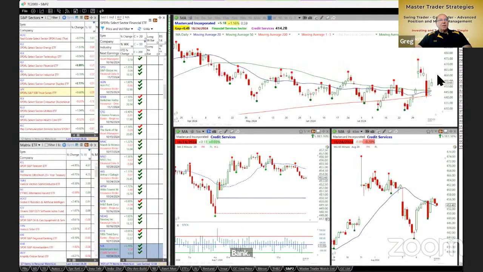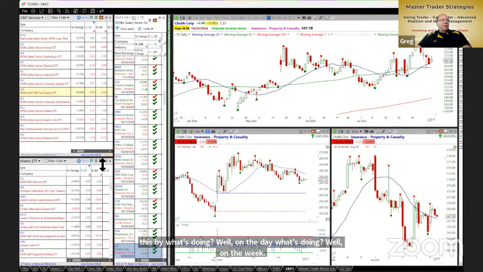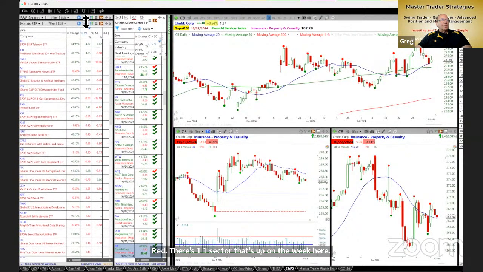So this was a stronger sector. I know I'm going through these fast, but you get the idea of what we're looking for, and so we can sort this by what's doing well on the day, what's doing well on the week. As far as this week goes, sure looks like an awful lot of red there. There's one sector that's up on the week here, real estate. And if we go to a bigger list of ETFs, and this is sorted by what's up on the week.